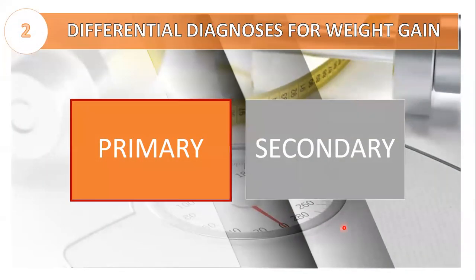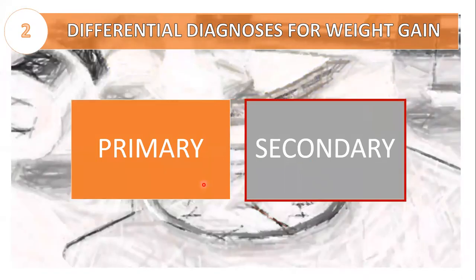We go now to the differential diagnosis for weight gain. Our main objective is for us to determine if the weight gain is primary or secondary. Primary weight gain is fat accumulation due to imbalance between caloric intake and energy expenditure, while secondary weight gain is due to an underlying disease condition.